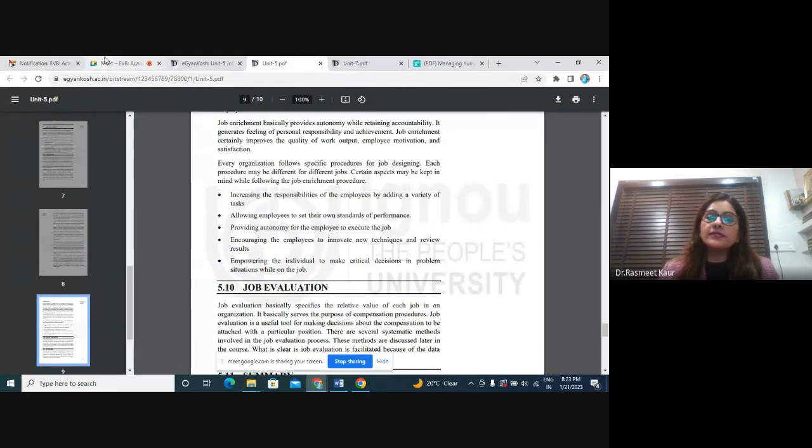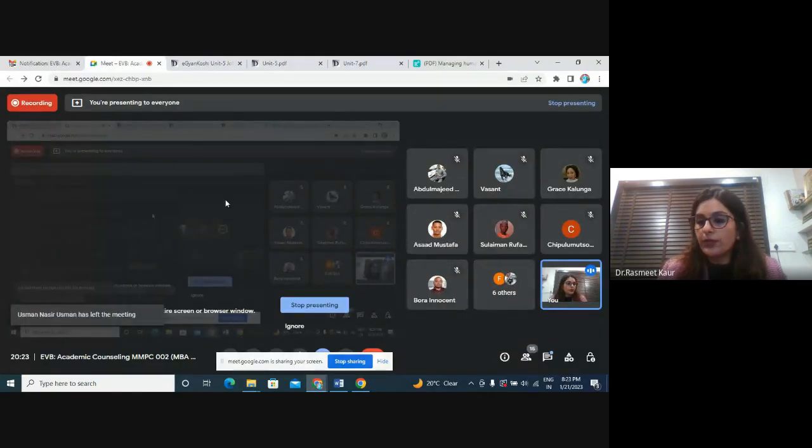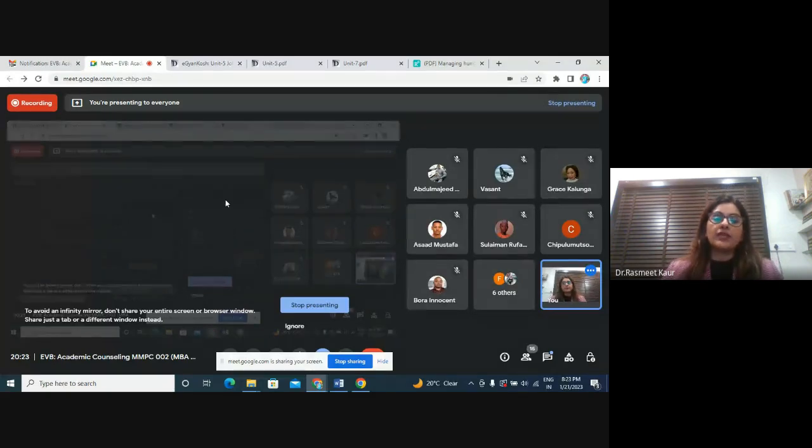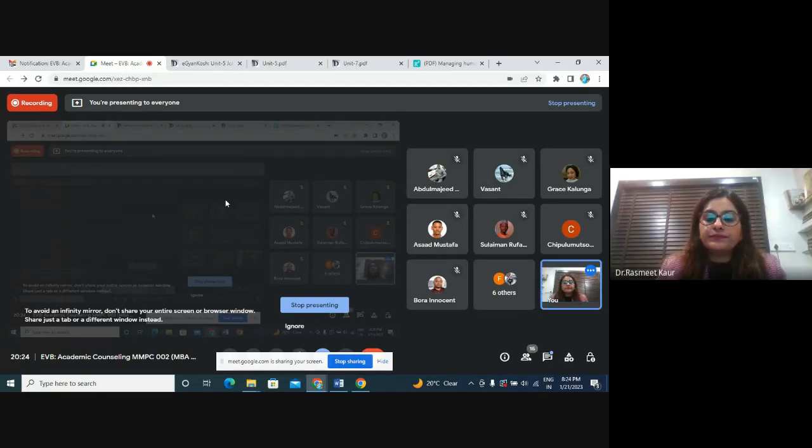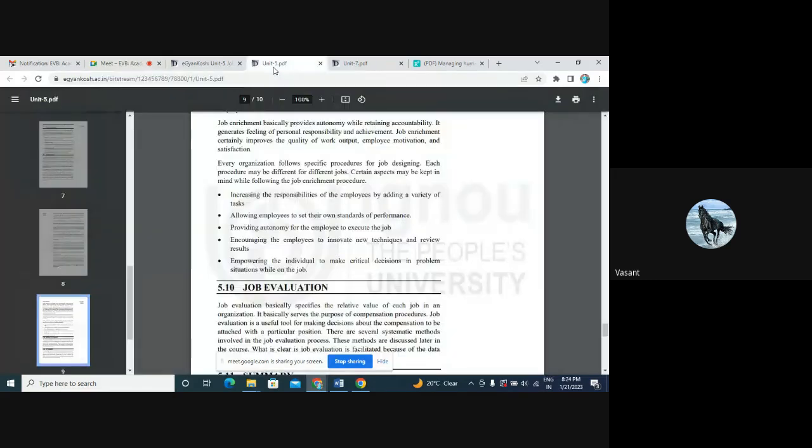Are these two terms clear? Three terms: job rotation, job enlargement, and job enrichment. Any questions? Yes, okay, ma'am. Shall we move ahead? Yes, please. Okay.